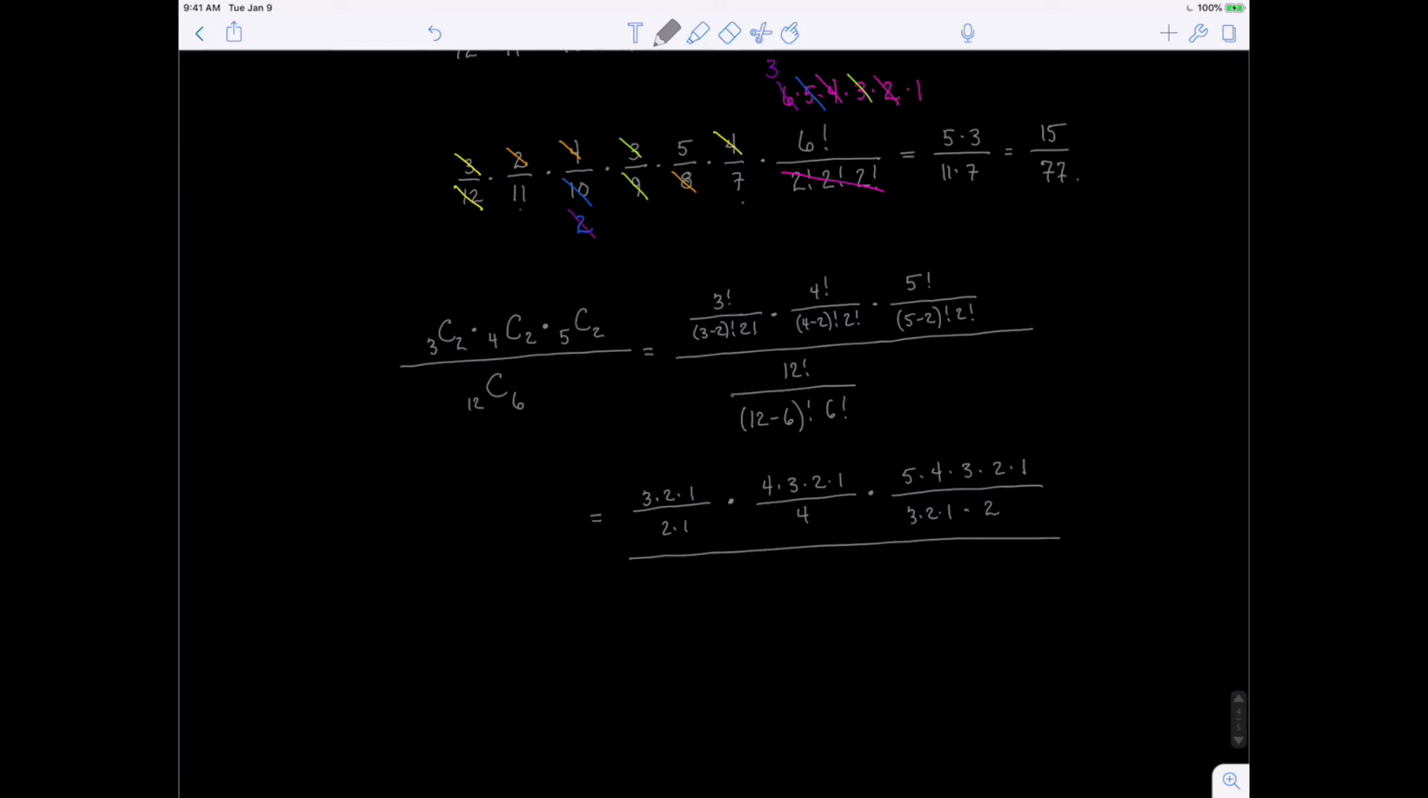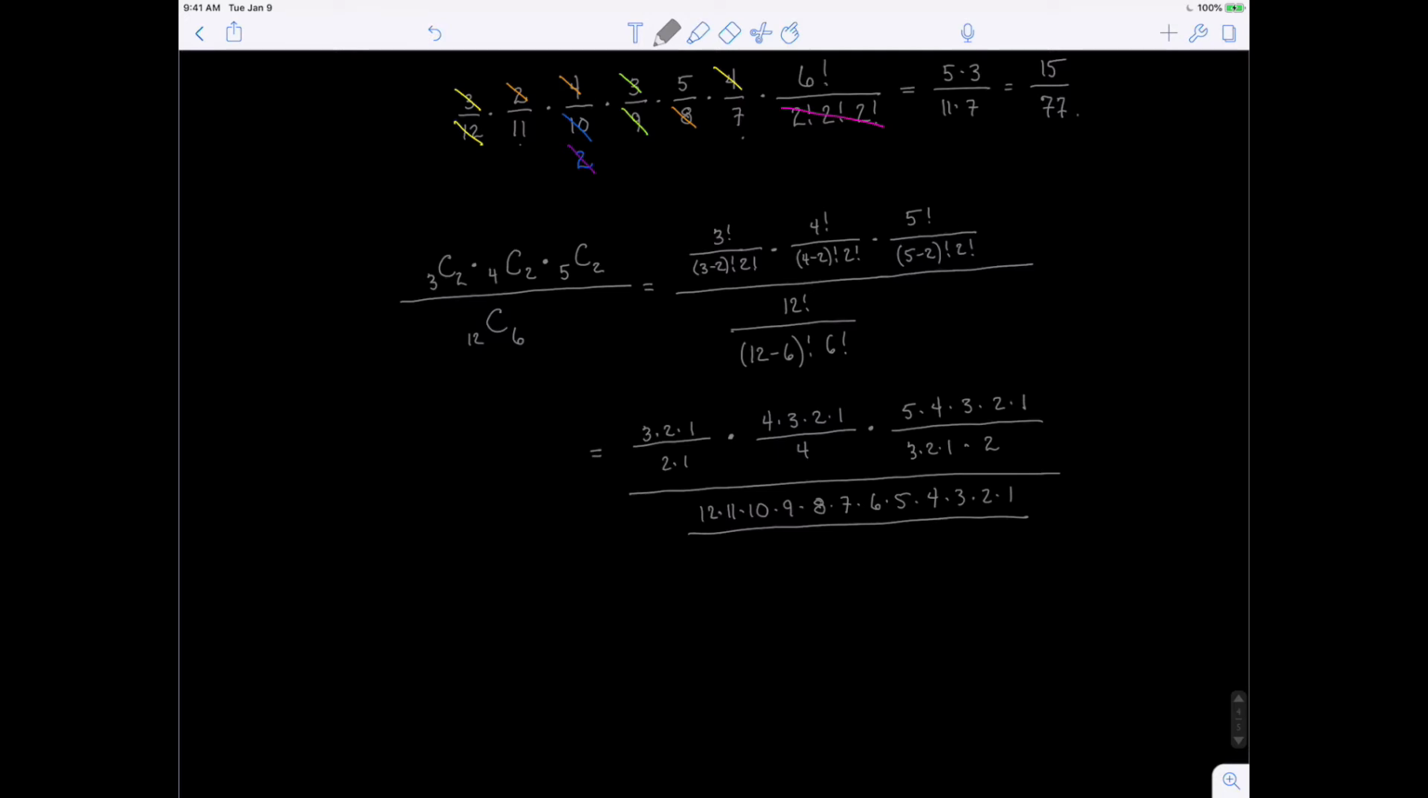Then in the denominator, we're going to have 12 factorial. That's a big one. That's 12 times 11 times 10 times 9 times 8 times 7 times 6 times 5 times 4 times 3 times 2 times 1. Remember, if you just want to go straight to your calculator, that's okay. I'm really just showing you that this does, in fact, work. 12 minus 6 is 6 factorial, so that's 6 times 5 times 4 times 3 times 2 times 1, and then we have another 6 factorial, 6 times 5 times 4 times 3 times 2 times 1.